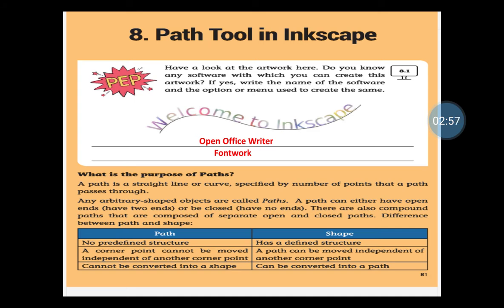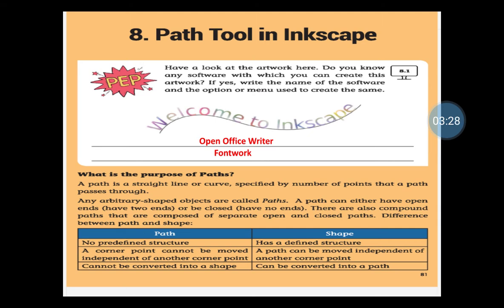We have to pass some points here in Inkscape. Any arbitrary shaped object is called a path. A path can either have open ends or be closed. There are also composed paths that are composed of separate open and closed paths.